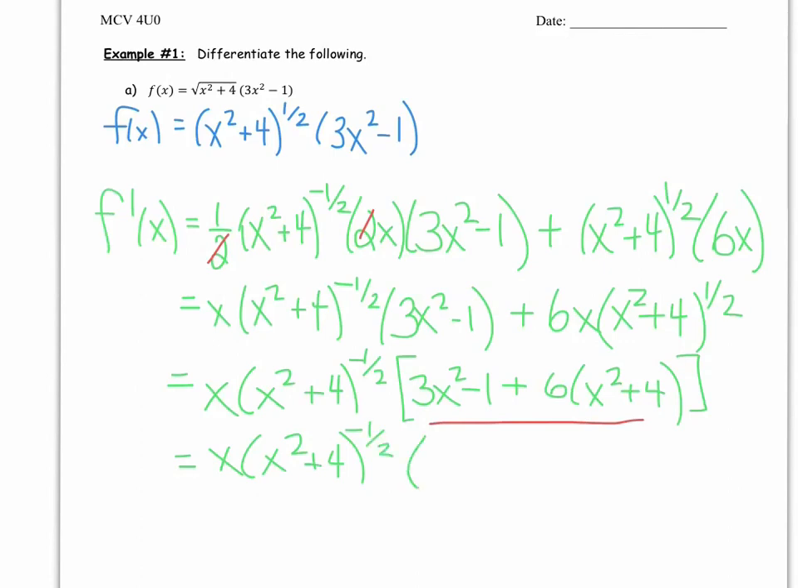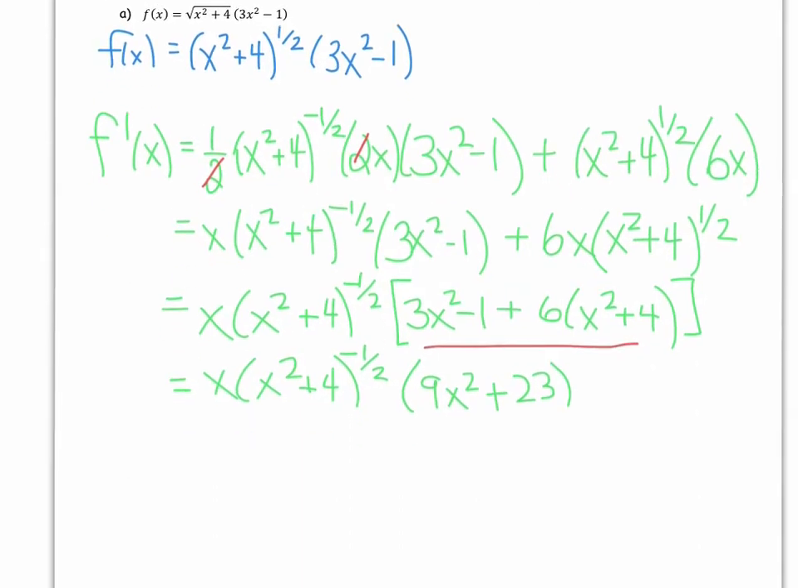And then we end up with 9x squared, and then we have a negative 1 plus 24, so plus 23. And just a little nice reorganization, we want to make sure that we have it looking like a rational. We have x, 9x squared plus 23 on the top. No need to expand there, keep it in factored form. And on the bottom we have the square root of x squared plus 4.